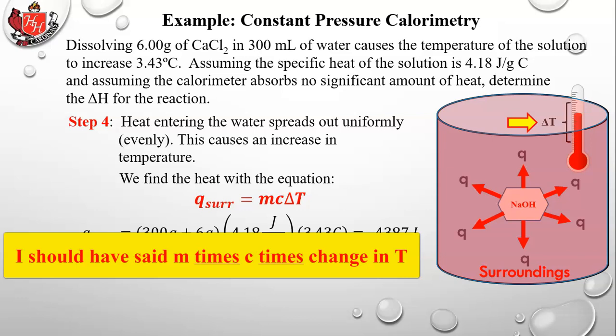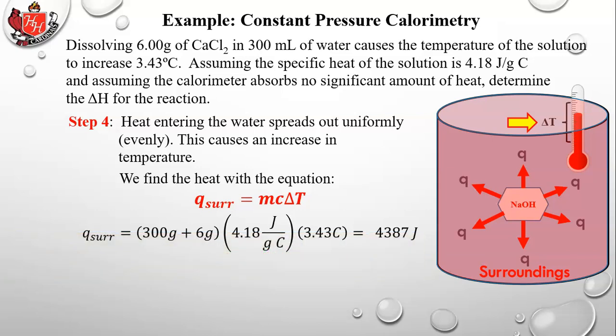So what is the mass? It's not just the mass of the water, which is 300 milliliters of water. That's given to us in the question. And we know we can convert for water only milliliters to grams. So we have 300 grams of water. But it's not just the water, it's also the calcium and chloride ions, and we said we have 6 grams of that. Again, that's up there in the question. So the total mass of the surroundings is 300 plus 6.